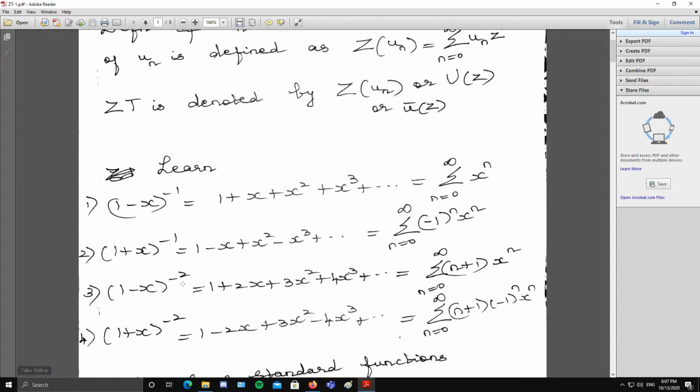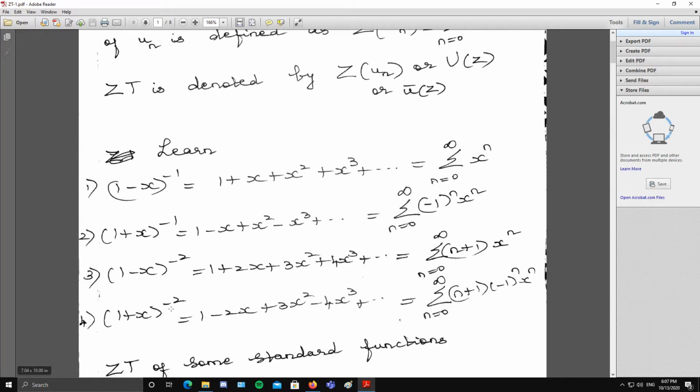(1 minus x) to the power minus 2 is 1 plus 2x plus 3x square plus 4x cube plus etc., which is same as summation (n plus 1) x^n. (1 plus x) to the power minus 2: if the signs are opposite, you will have the terms alternately positive and negative. 1 minus 2x plus 3x square minus 4x cube plus etc., which is same as summation (n plus 1) (-1)^n x^n.